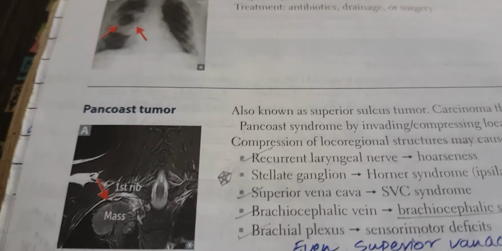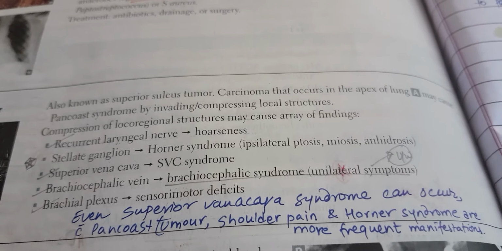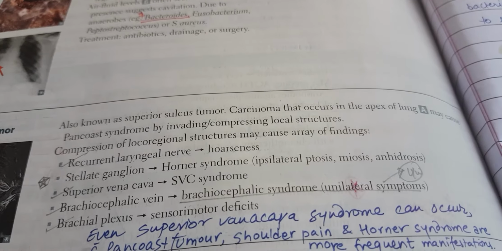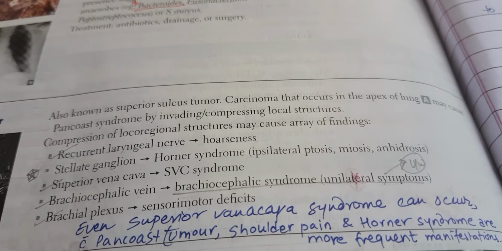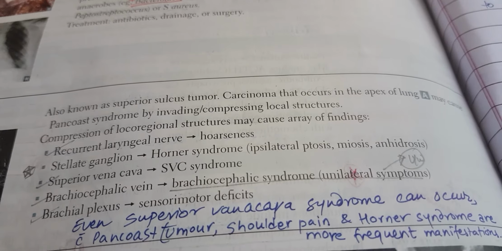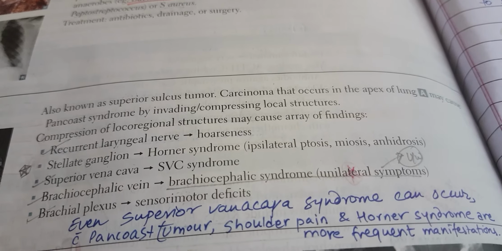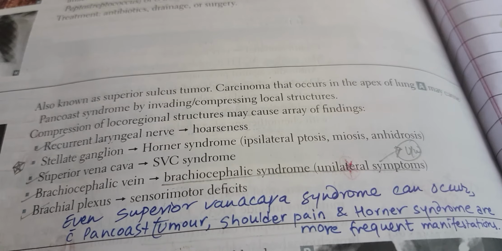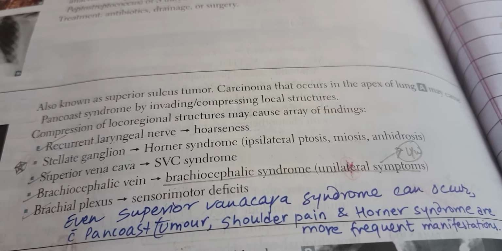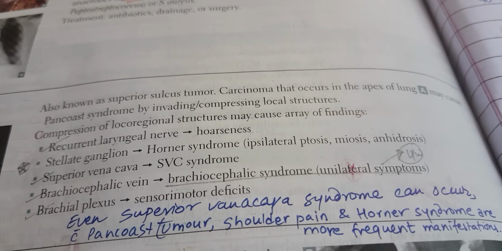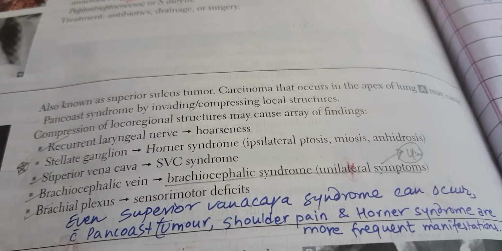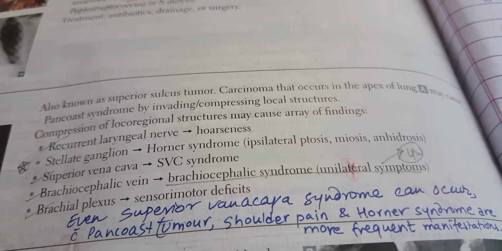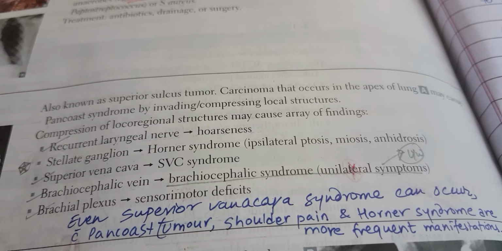Now let us talk about the Pancoast tumor. Pancoast tumor, also known as superior sulcus tumor, is a carcinoma that occurs at the apex of the lung and may cause Pancoast syndrome by invading and compressing local structures. Compression of the loco-regional structures may cause a variety of findings. For example, if the recurrent laryngeal nerve is involved, there will be hoarseness. If the stellate ganglion is involved, there will be Horner's syndrome: ipsilateral ptosis, miosis, and anhidrosis. Superior vena cava syndrome, also brachiocephalic vein involvement with unilateral symptoms, and brachial plexus involvement leading to sensory motor deficit. Now remember one thing, that superior vena cava syndrome can occur in the superior sulcus tumor, but it is not as common in Pancoast tumor. I mean to say shoulder pain or Horner syndrome are more frequent manifestations.